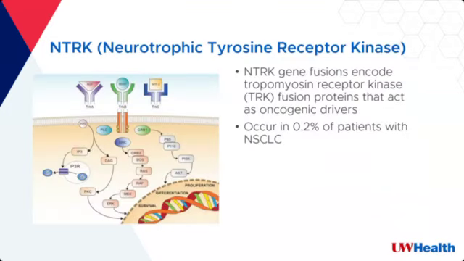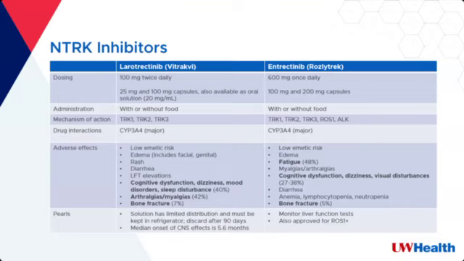Last but not least, we have our NTRK, or neurotrophic tyrosine receptor kinase, fusions. So these NTRK gene fusions encode tropomyosin receptor kinase fusion proteins, and those act as oncogenic drivers. This is seen in a very small percentage of patients, only 0.2% of patients with non-small cell lung cancer. We do have 2 inhibitors approved in this space, larotrectinib and entrectinib. Larotrectinib is dosed at 100 milligrams twice a day. Of note, there is an oral solution available, can be given with or without food, potential for drug interactions.